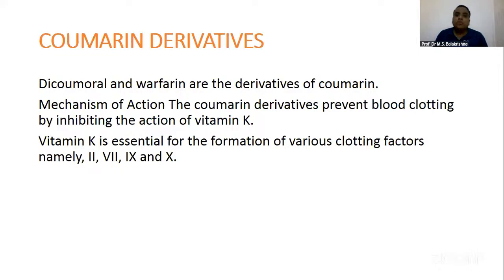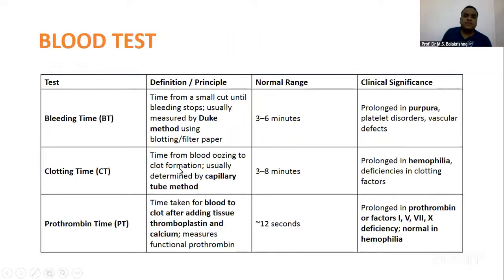Then you have coumarin derivatives. So dicumarol and warfarin are the derivatives of coumarin. The coumarin derivatives prevent blood clotting, and vitamin K is essential for the clotting factors 2, 7, 9, 10. So please learn all of these clotting factors.